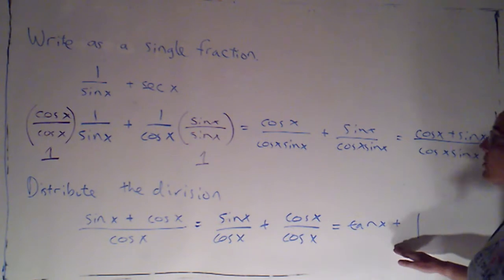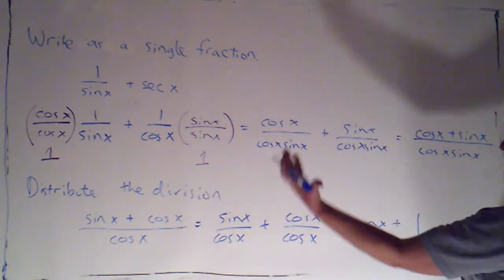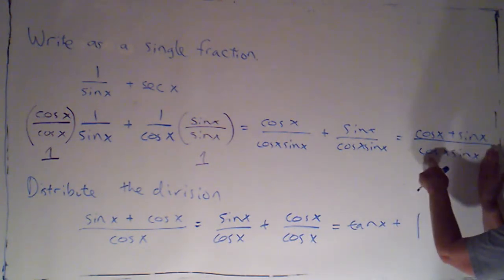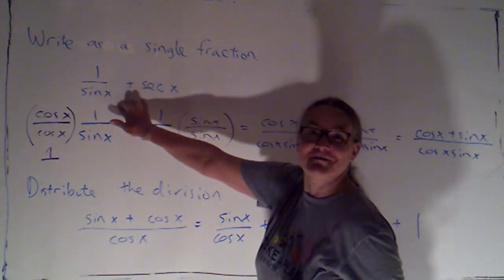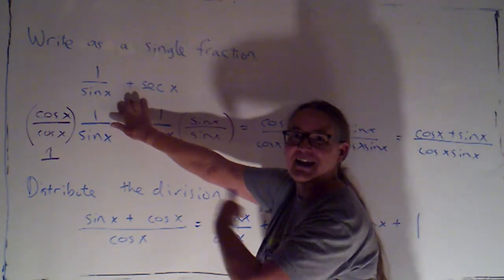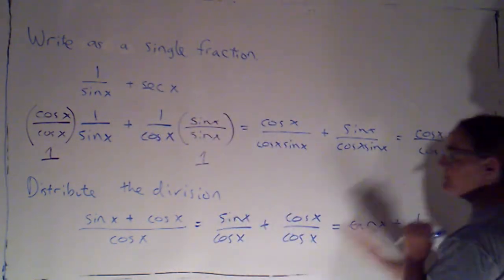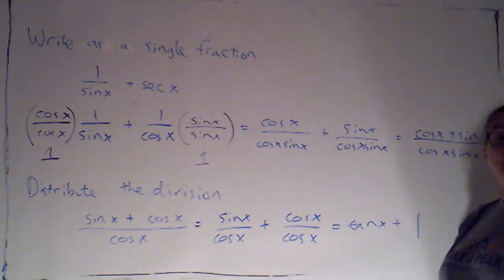Okay. Notice distributing the division is essentially like undoing the addition of two fractions. Here, if I were to distribute the division of cosine x times sine x, it would take me right back to this version of things. I would have two separate things being added together. We found a common denominator to write as one fraction. Here, we distributed that common denominator, and we got something that had two terms in it.